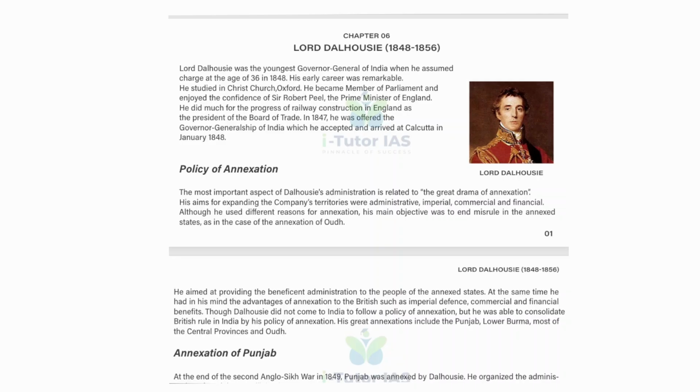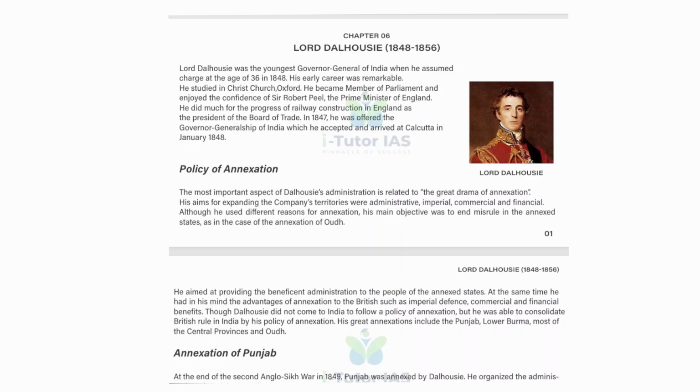It was a transformative time. He was a controversial Governor General of India, known for expanding British territory through aggressive policies like the doctrine of lapse, which annexed states without a direct heir, and for initiating India's modernization with railways, telegraph, and postal services.